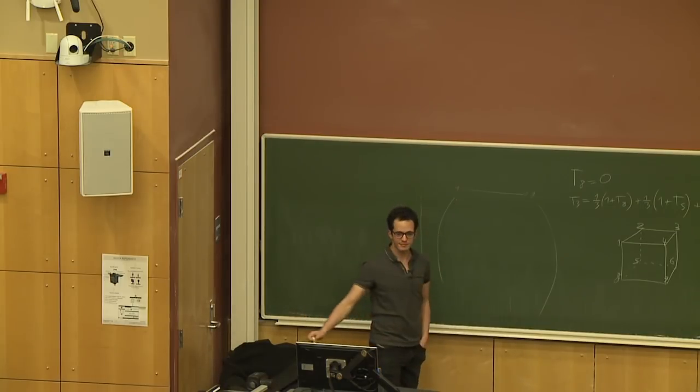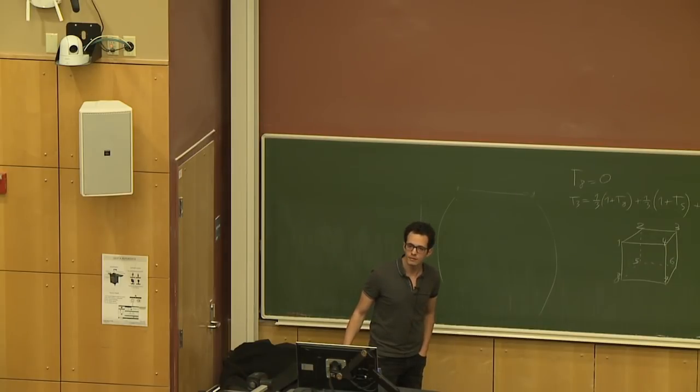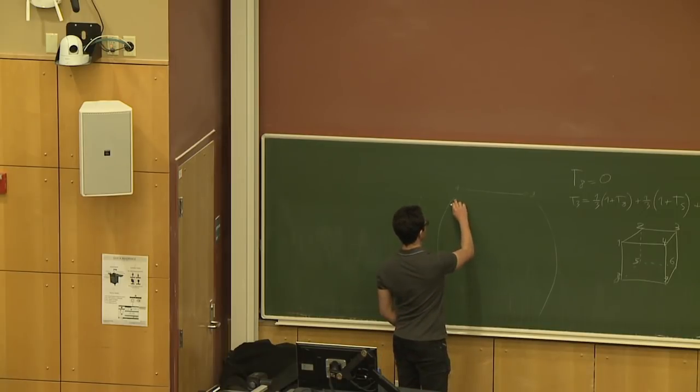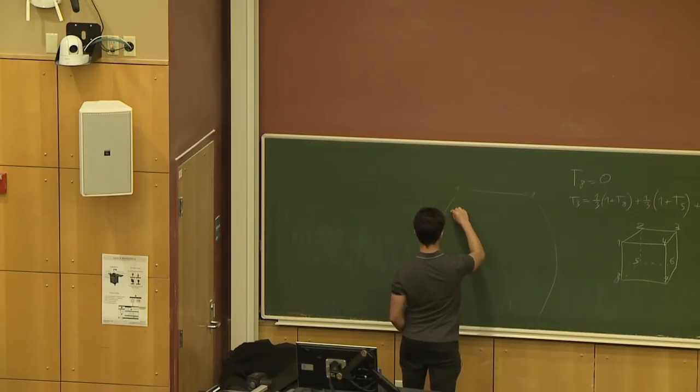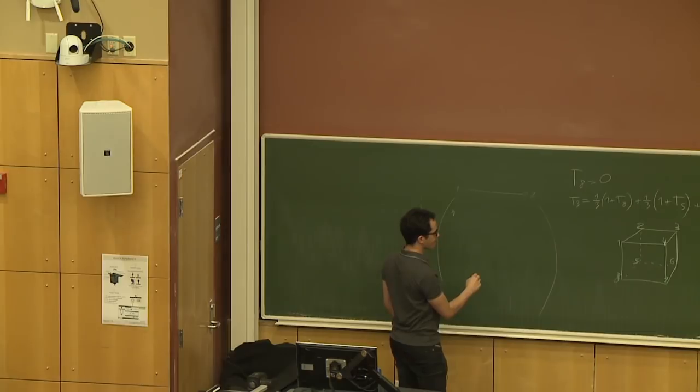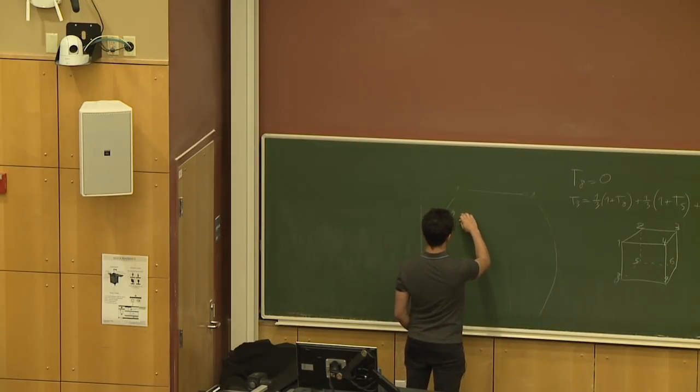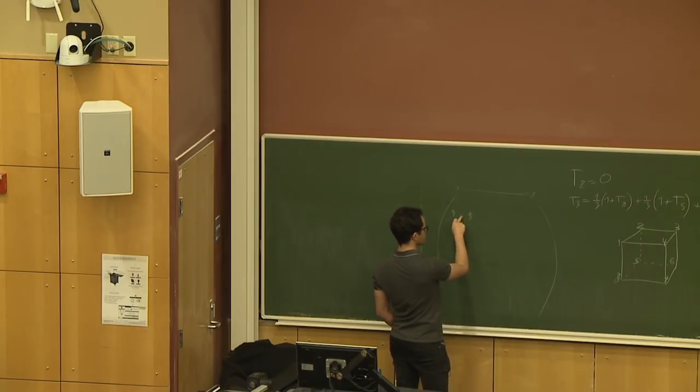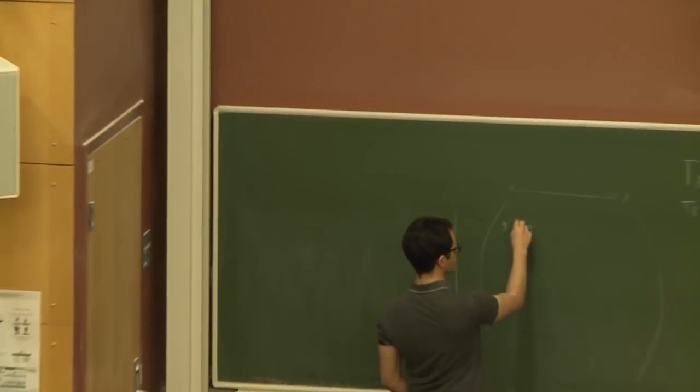What do I write here? Sorry? 2, 1 is 1 over 3. 1, 1 is 1 over 3? 2, 2, 1. So 2, 1. Yeah. 2, 3. And in the middle? 2, 2? 0. Thank you.